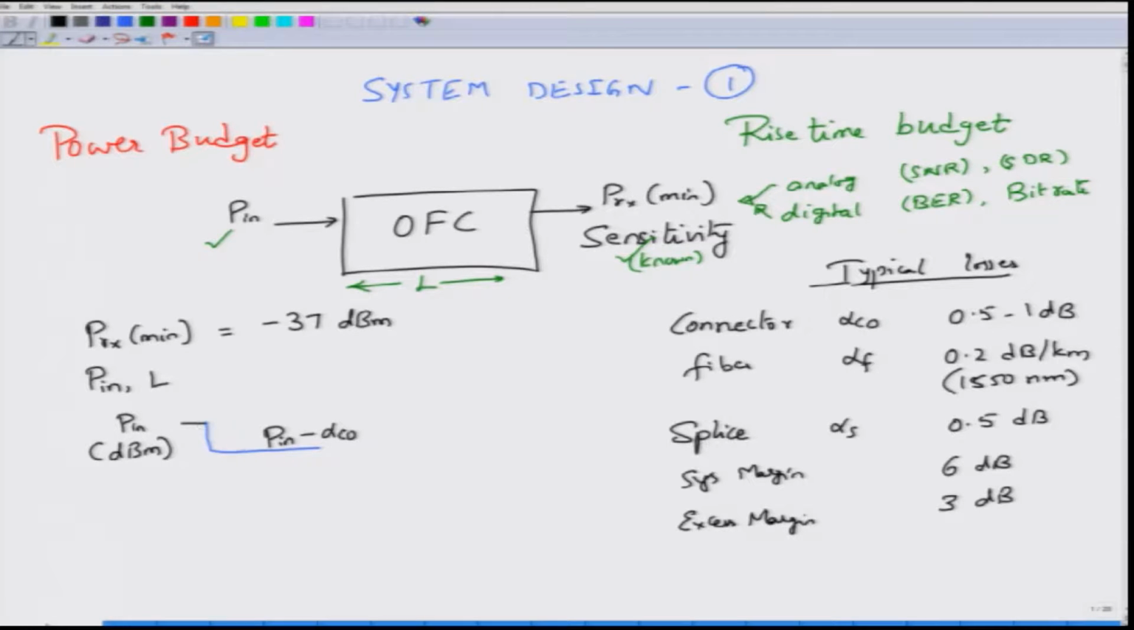but it has to be connected. This launch power coming from the transmitter has to be connected to the fiber by a connector. So, the connector will induce a loss of alpha C0. So, the power drops to P in minus alpha C0.